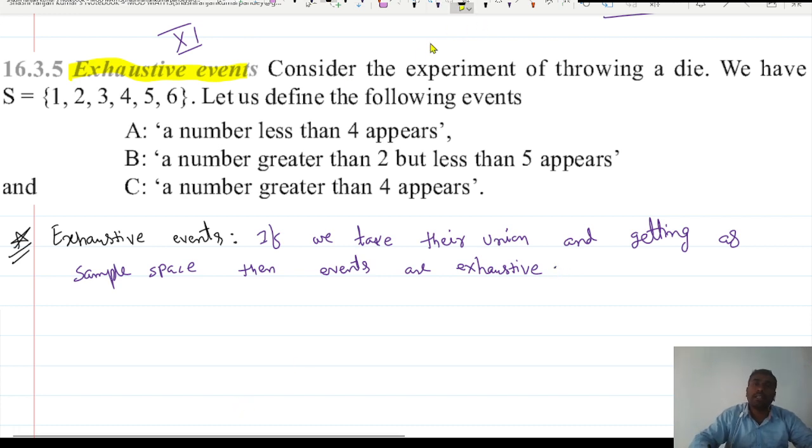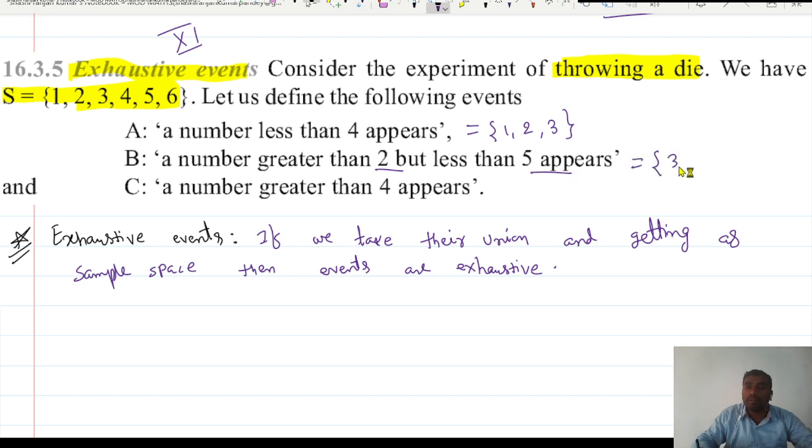Here we are taking one example. We are going to throw a die, and the outcomes are 1, 2, 3, 4, 5 or 6. For event A, the outcome is less than 4, so either 1 or 2 or 3. For event B, the outcome is greater than 2 but less than 5, so it will be 3 or 4. For event C, the number is greater than 4, so it will be 5 or 6.